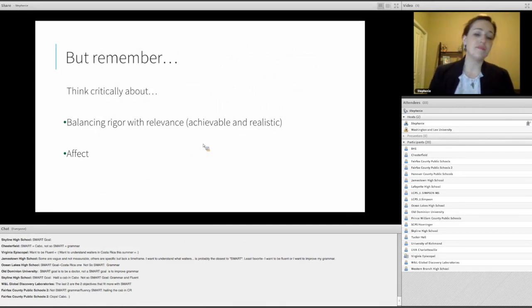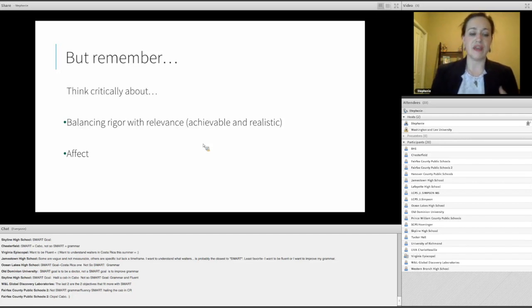That means that we have to balance rigor with relevance, right? We can't ever forget the achievable and realistic part. I think sometimes I get really excited talking about a growth mindset and getting your students to be unafraid to fail and try something that might be right outside of their grasp, that I forget to highlight that it still has to be achievable and realistic. I don't want to motivate my students by giving them something they could never do, because that is not motivating.